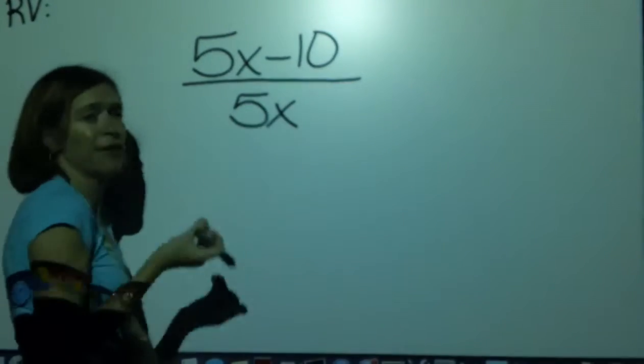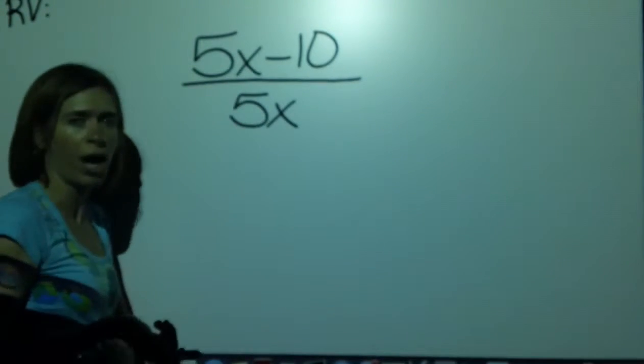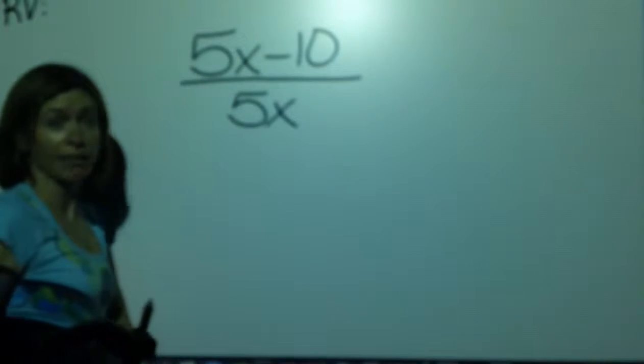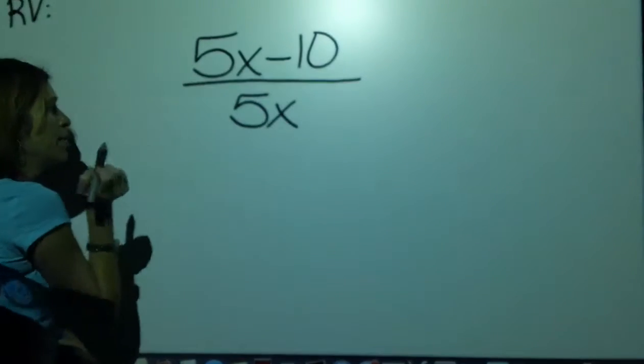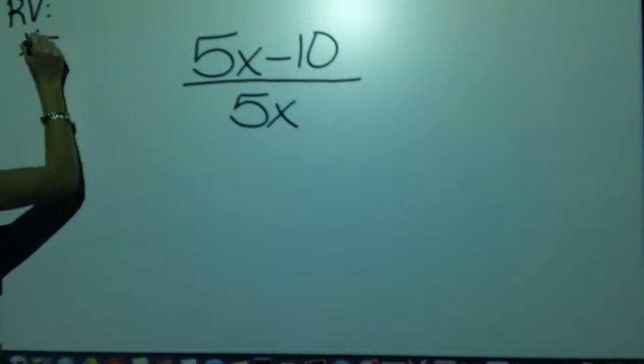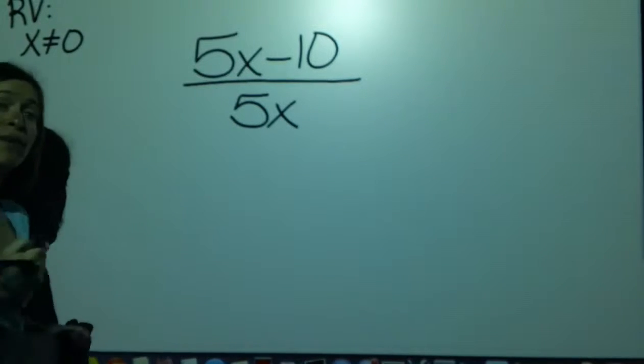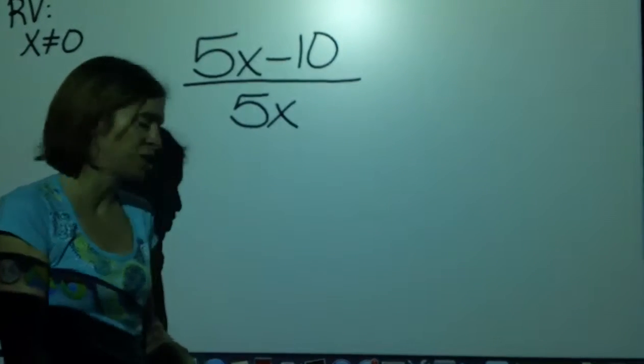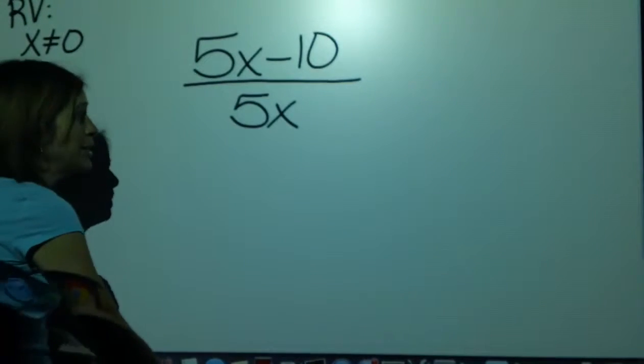Like if I put in 1, I'm going to get 5. If I put in 1/5, I'm going to get 1. Put in a negative, I'm going to get a negative. So the only number that x cannot be is 0. And again, you have to do it before you simplify the expression. All right, so how do we simplify this expression?